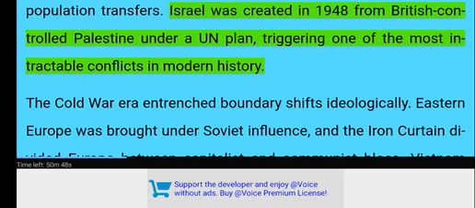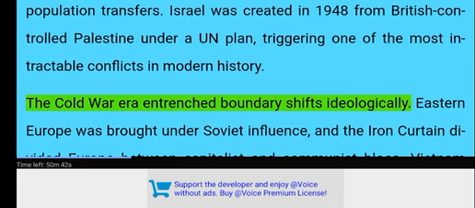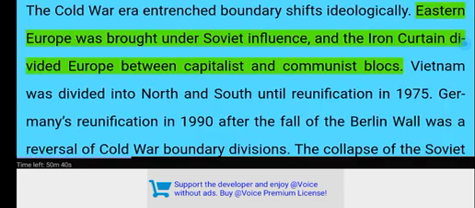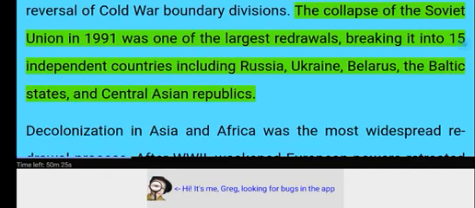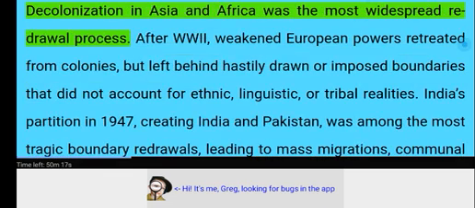conflicts in modern history. The Cold War era entrenched boundary shifts ideologically. Eastern Europe was brought under Soviet influence, and the Iron Curtain divided Europe between capitalist and communist blocs. Vietnam was divided into North and South until reunification in 1975. Germany's reunification in 1990 after the fall of the Berlin Wall was a reversal of Cold War boundary divisions. The collapse of the Soviet Union in 1991 was one of the largest redrawals, breaking it into 15 independent countries including Russia, Ukraine, Belarus, the Baltic states, and Central Asian republics.